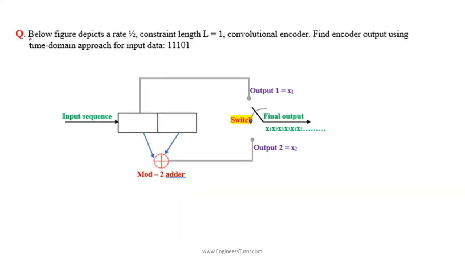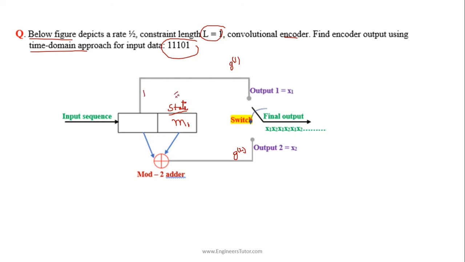The problem statement: the figure below depicts a half rate, constraint length 1 convolutional encoder. Only one flip-flop is used, so one bit represents the state of the encoder. Find the encoder output using the time domain approach for the given input sequence. Here we know the generator functions. This is the impulse response of the first output and the impulse response of the second output, and the coefficients are given.